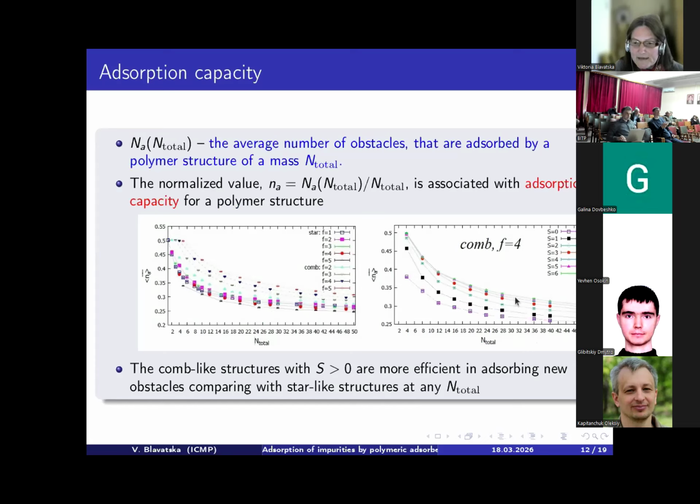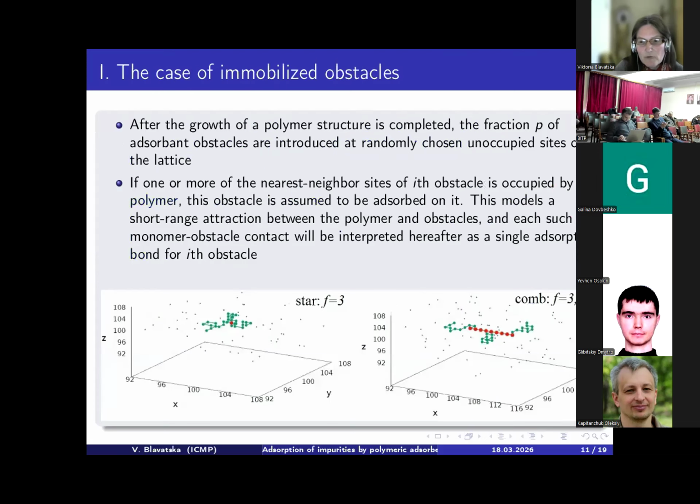And also, as is probably expected, we can change the separation between grafting points, starting from 0. Zero corresponds just to a star-like structure, and we gradually increase it. Again, we can follow how adsorption capacity grows with increasing separation. The most effective from the point of view of adsorption capacity are complex structures with maximum separation between grafting points.